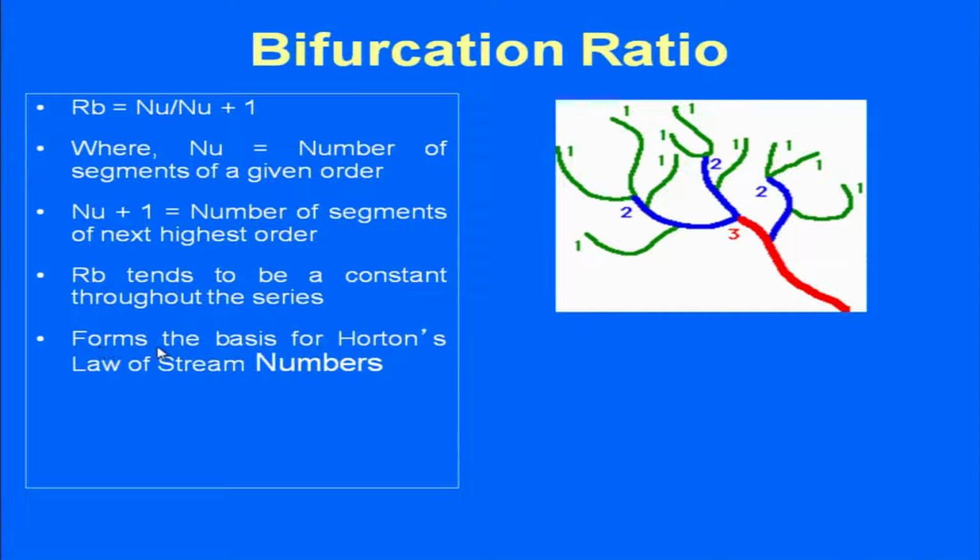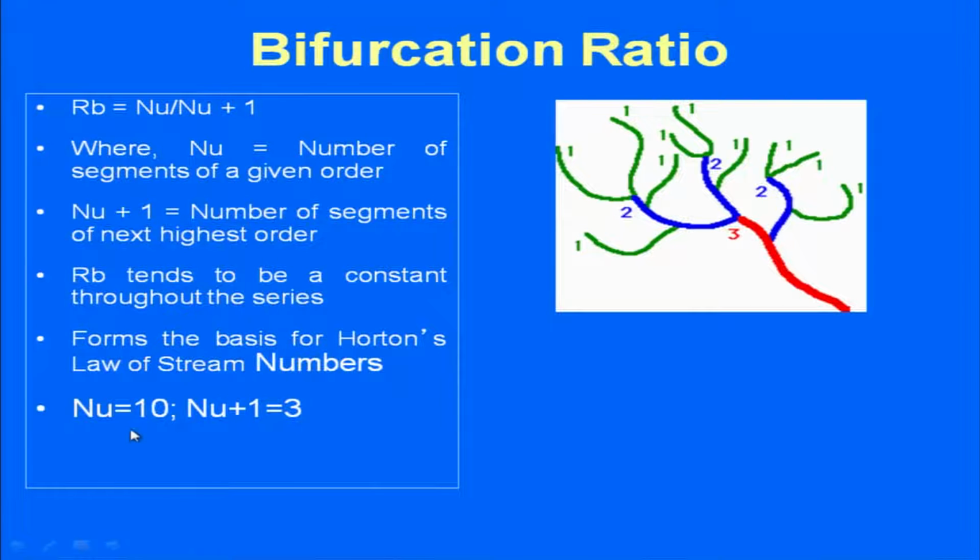Now it forms the basis of Hutton's law. One is the Strahler, very much similar to that. We also say that it forms the basis for Hutton's law of stream numbers. So this is for the bifurcation ratio. The ordering is very much similar to what we were talking about in the Strahler.